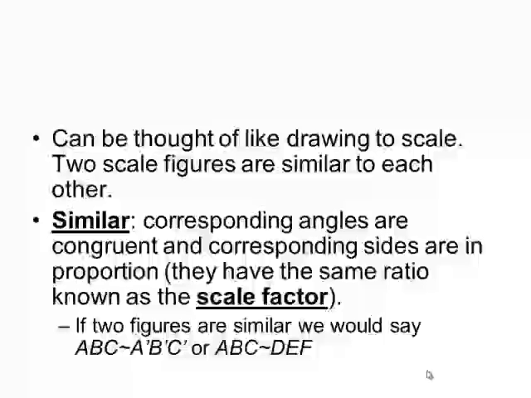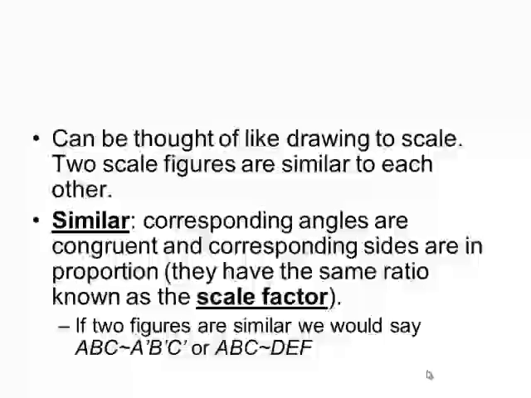To be similar, it means two things about the figures. In similar figures, the corresponding angles are congruent. So when they drew a blueprint of this room, the corners were 90-degree angles, just like they wanted it to be in the real thing. Okay, so the angles of similar figures are the same. Angles do not change in similarity.